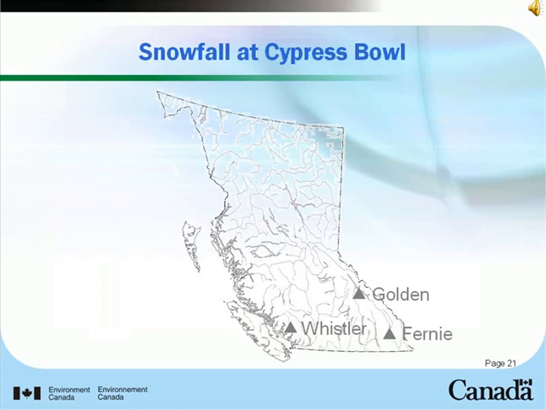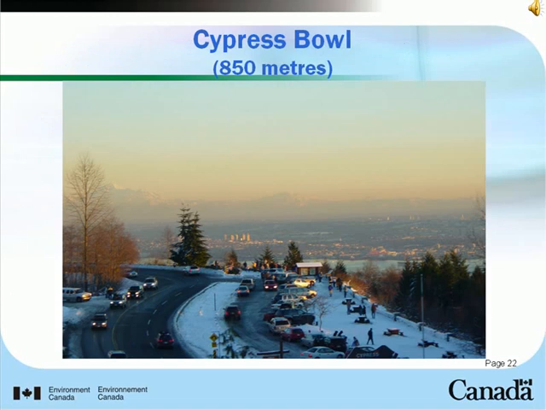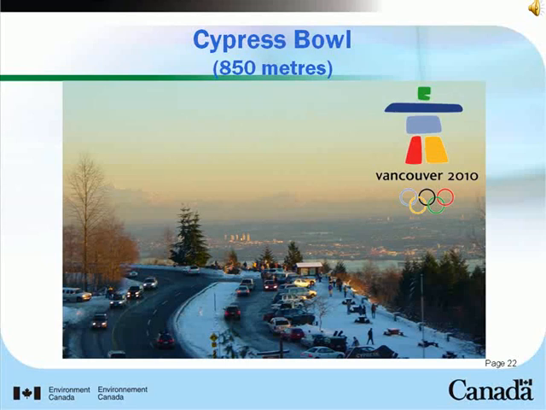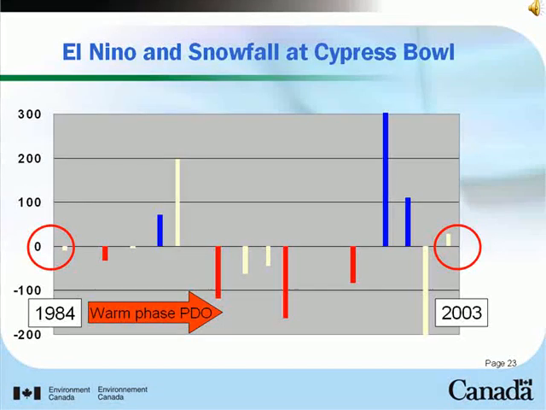The Cypress Bowl Climate Station may provide some clues about the impact of El Niño on the snowpack at lower elevations in the Coast Range. Cypress Bowl, a ski resort within a half hour of downtown Vancouver, is also a venue for the 2010 Olympics. The climate station at Cypress Bowl is located at about 850 meters elevation. During the brief period of record at Cypress Bowl, El Niño snowfalls are consistently below normal. This result is what you'd expect, since El Niño winters are warmer than normal, and since total precipitation seems to depend strongly on the position and strength of the Aleutian Low.